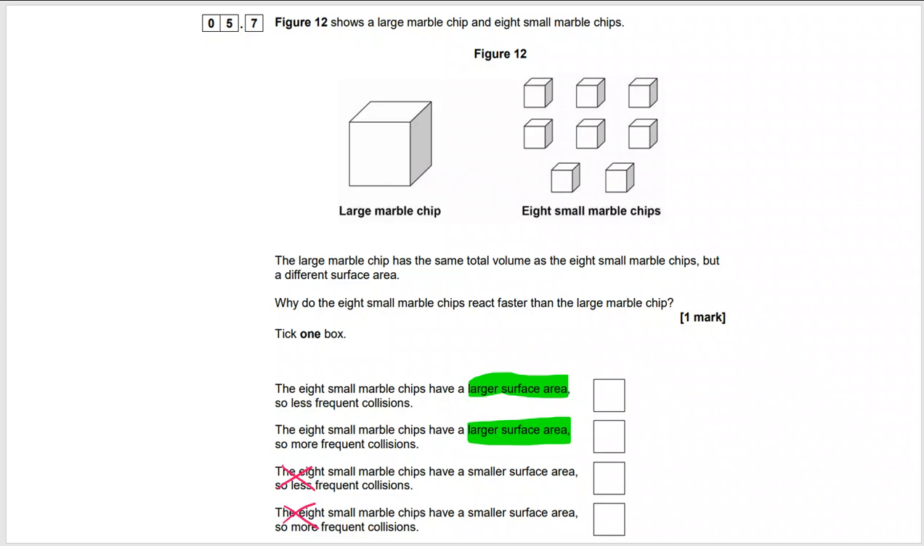We're now down to 50-50. As I've just said, that means that there can be more frequent collisions. So the correct answer is the second one down here. And that takes us to the end of the question.